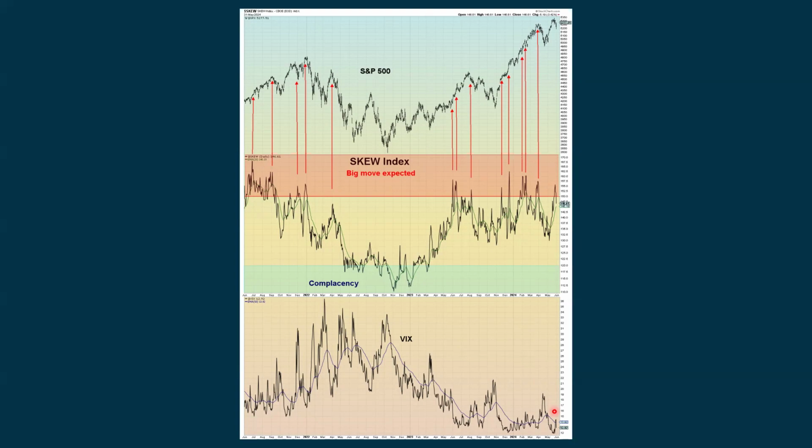This is called the skew index, where the VIX calculates using at the money options. The skew index calculates by looking at out of the money options. And sometimes we see a pretty extreme reading here. We get up into this red area. Well, for a few days last week, we were up into this red area, and now we've dropped back down.